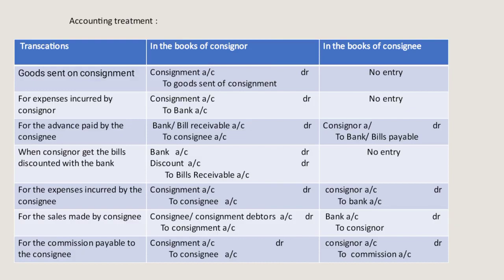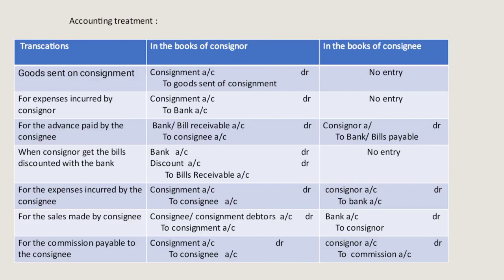For the expenses incurred by the consignor, again consignment account debited to bank, but no entry in the books of consignee. For the advance paid by the consignee, bank account or bills receivable account debited to consignee, and in the books of consignee, consignor account debited to bank. When the consignor gets the bill discounted, bank account and discount account debited to bills receivable. Obviously there will be no entry in the books of consignee.